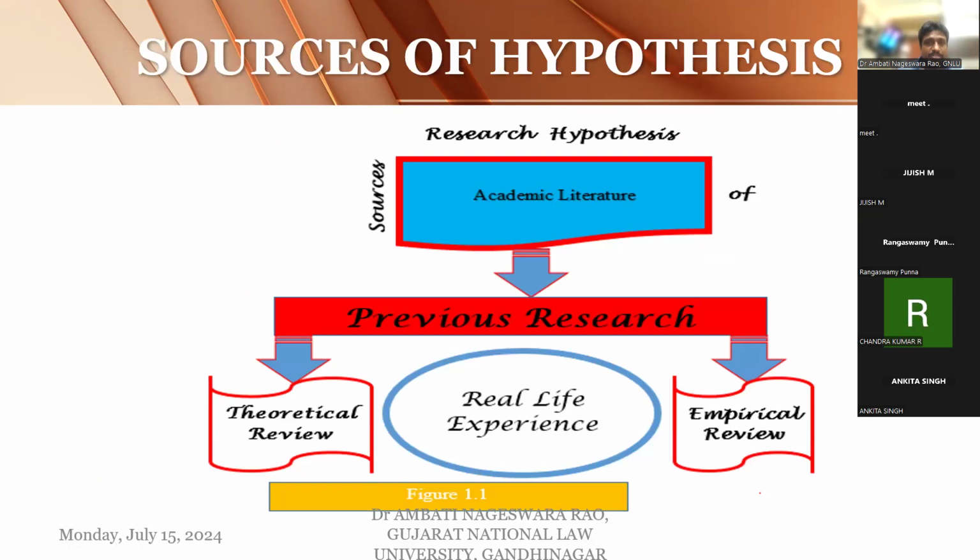Now, sources of hypothesis. How do we generate a hypothesis? There are different ways one can generate it. It can be based on previous research by going through various literature reviews, or on theoretical understanding and theoretical concepts. You may have your own real experience, but to support it you might use supporting literature, various articles to support your literature review. So there are different ways one can frame the hypothesis.